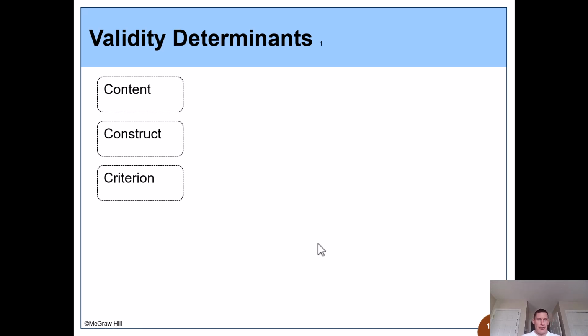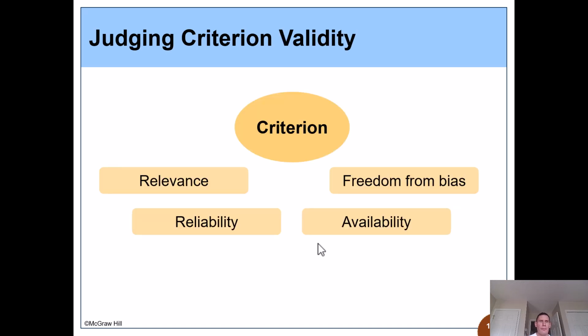So validity determinants really have three: content validity, construct validity, and what we call criterion validity. Judging criterion validity, what we're looking for here is relevance. Again, the criterion should be relevant to whatever it is we're studying. Again, it should be reliable. We should be able to measure it repeatedly and get the same measurements. It should be available to measure. If it's something that's very hard to get, then that may be a problem.